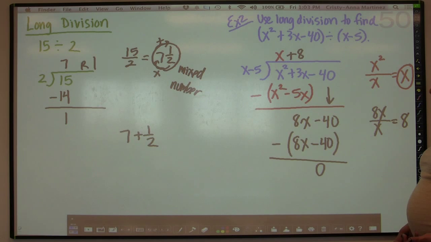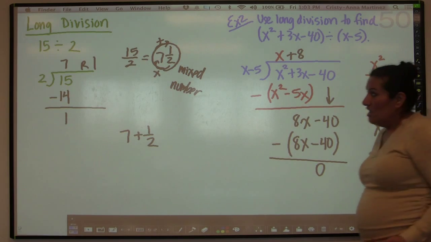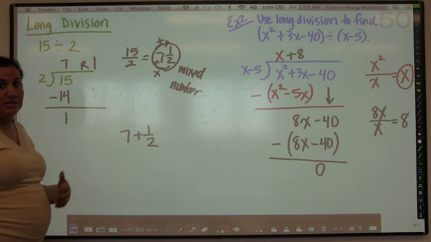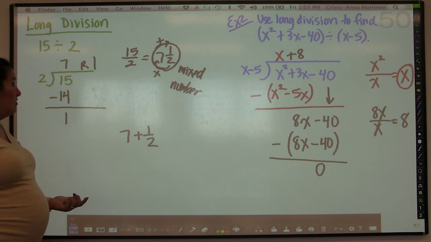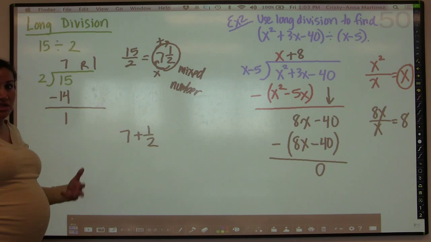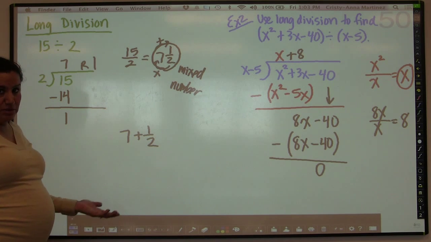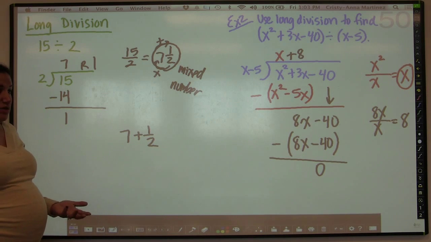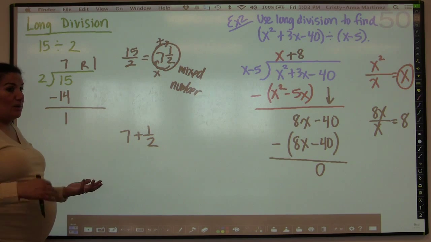The other thing that it tells us is that x minus 5 is a factor of x squared plus 3x minus 40. In other words, if I had asked you earlier if 2 was a factor of 15, you would have all said no. The reason it's not a factor of 15 is because no integer times 2 will give you 15. If I asked you if 3 was a factor of 15, you would say yes, because 3 times 5 is 15.